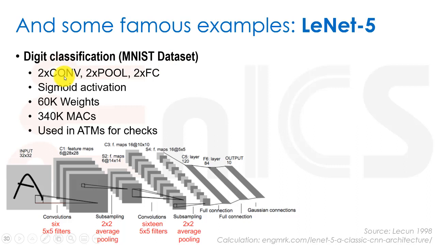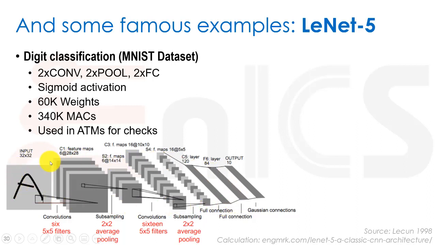Okay, it had 2 convolutional layers, 2 pooling layers, and 2 fully connected layers. It used sigmoid as the activation. This is before ReLU was figured out. It had a total of 60,000 weights, 340,000 MACs, and as I mentioned before, it was used in ATMs to recognize digits on checks.